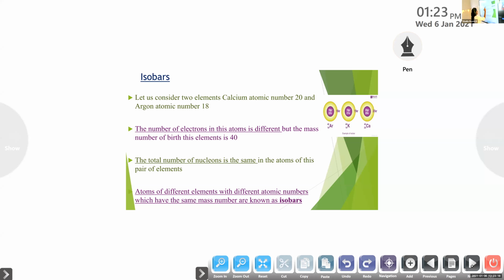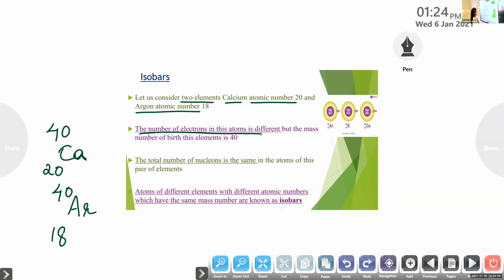So let us consider these two elements, calcium and argon. What about the atomic number of calcium? Calcium is 20. The next one, argon. What about the argon atomic number? It's 18. But these two have a common mass number, that is 40. So let us consider these two elements, calcium atomic number 20 and argon atomic number 18.